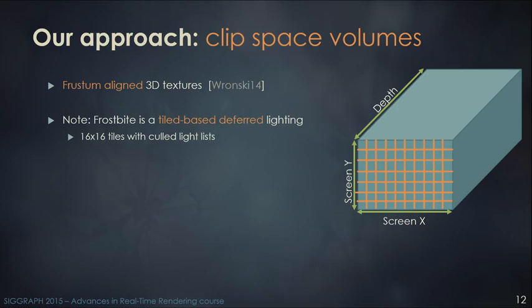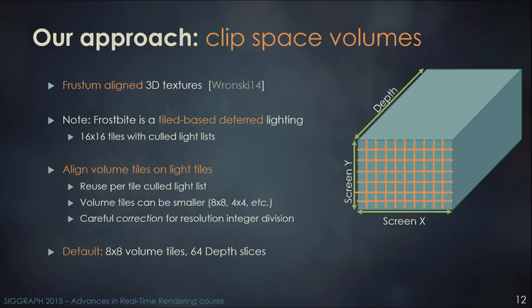And just as a note, Frostbite is a tile deferred lighting engine. So for each lighting tile we have, which are 16 by 16, we have a culled light list for opaque, so between near and far depth for the tile, and also for forward transparent objects between the near camera plane and the far depth. So this is important because we want to reuse this light list when we compute the participating media interactions, because these light lists are culled, of course. And by default, we go 16 by 16, and you can go into finer grain volumetric tile in screen space. And you need to be careful with resolution integer division to align the tile.